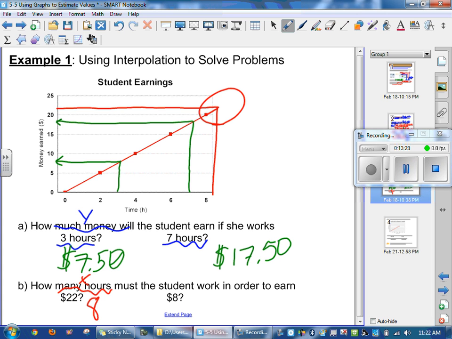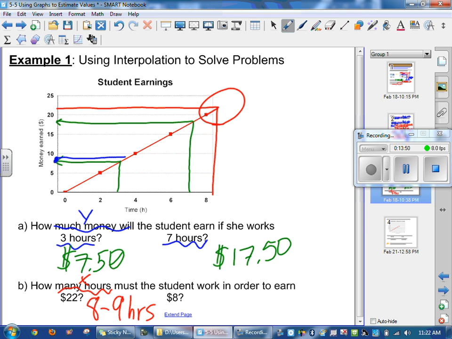Well, what about $8? We're going to make $8. Do I have to extend the graph for that one? No. That's okay. So $8. I'm going to come over here. I'm going to find 8. It's closer to 10. And I'm going to draw my line over, and I'm going to go down.